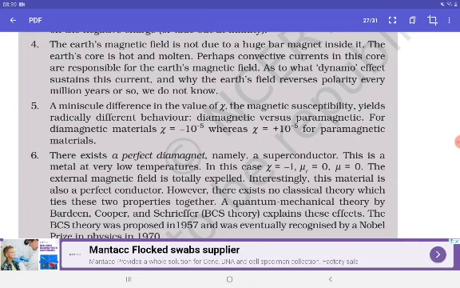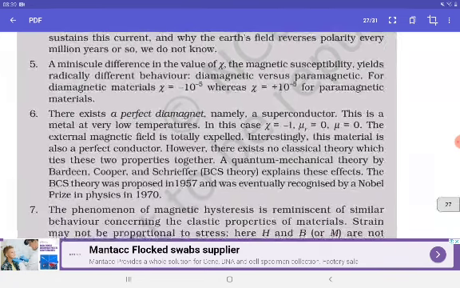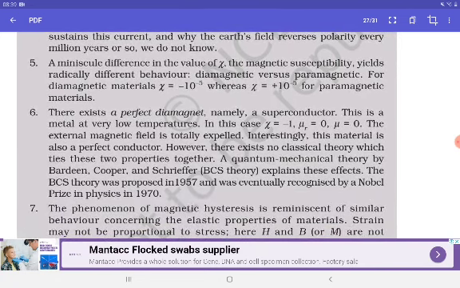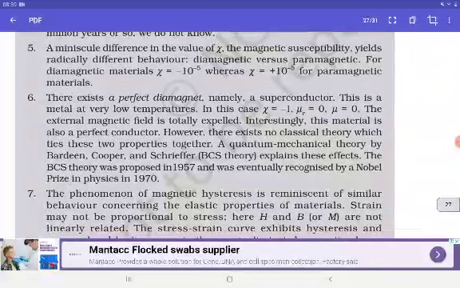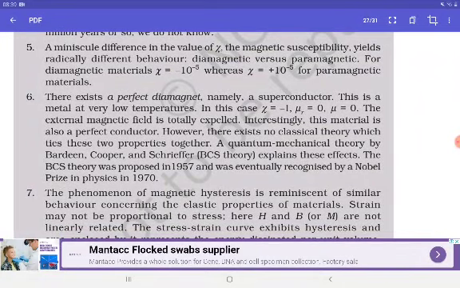Diamagnetic versus paramagnetic. For diamagnetic materials, χ is minus 10^-5, whereas for paramagnetic materials, it is plus 10^-5. There exists a perfect diamagnet, namely a superconductor. This is a metal at very low temperature. In this case, χ is −1, μr is 0, μ is 0. The external magnetic field is totally expelled.